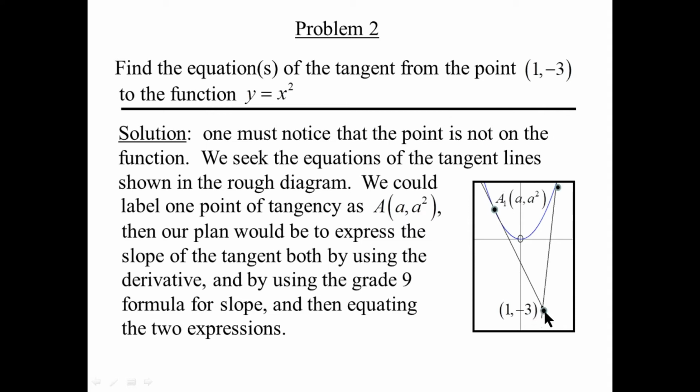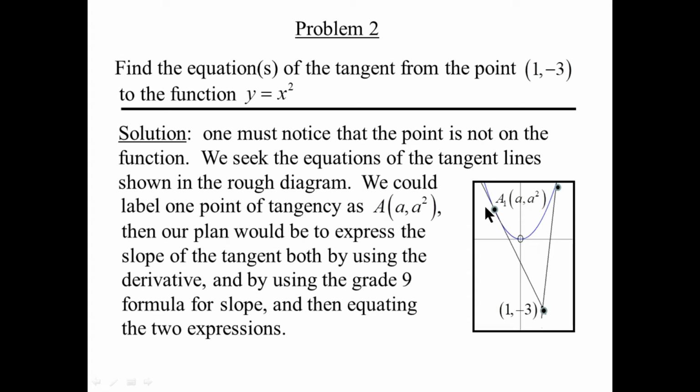Here's this point (1, -3) external to this parabola y equals x squared. And from this point we can draw tangent lines, one that goes here and one that comes over here. And we want these equations. This is a point of tangency, which we could label a sub 1, whereas this one would be a sub 2. And of course, the coordinates would have to be a and a squared.